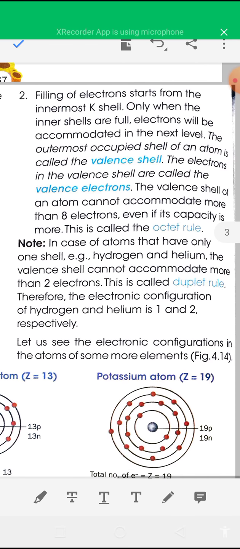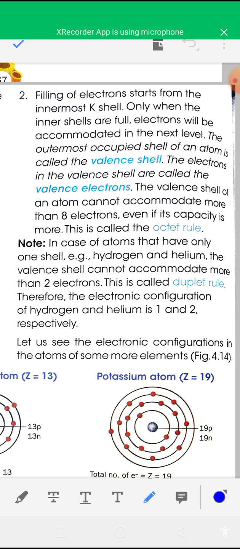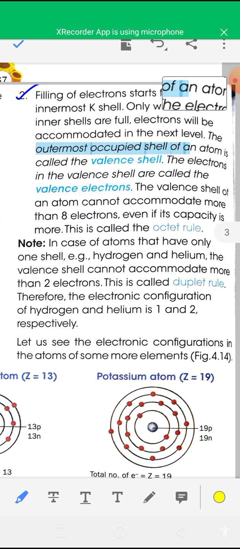First you have to fill the lower energy shell with electrons, and when the lower energy shells or orbits are full, then electrons will be accommodated in the next higher energy level. The outermost occupied shell of an atom is called its valence shell, and the electrons present in the valence shell of an atom are called valence electrons.